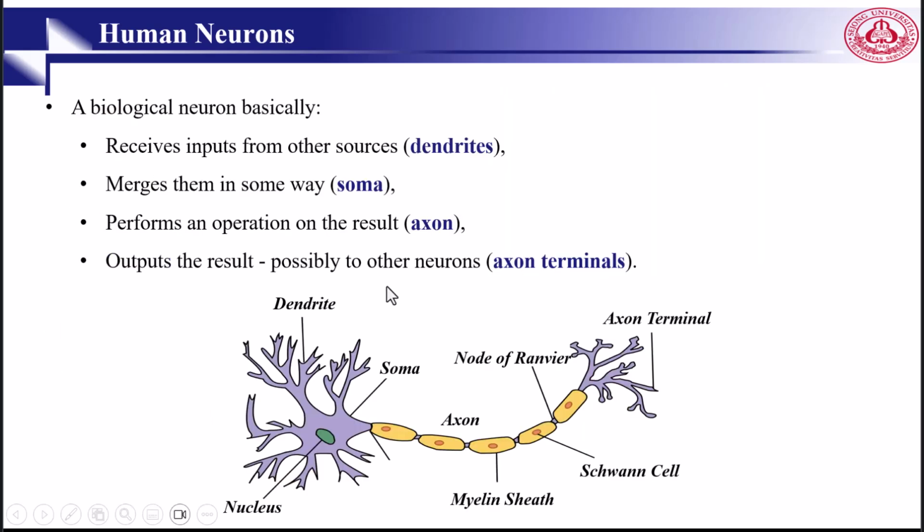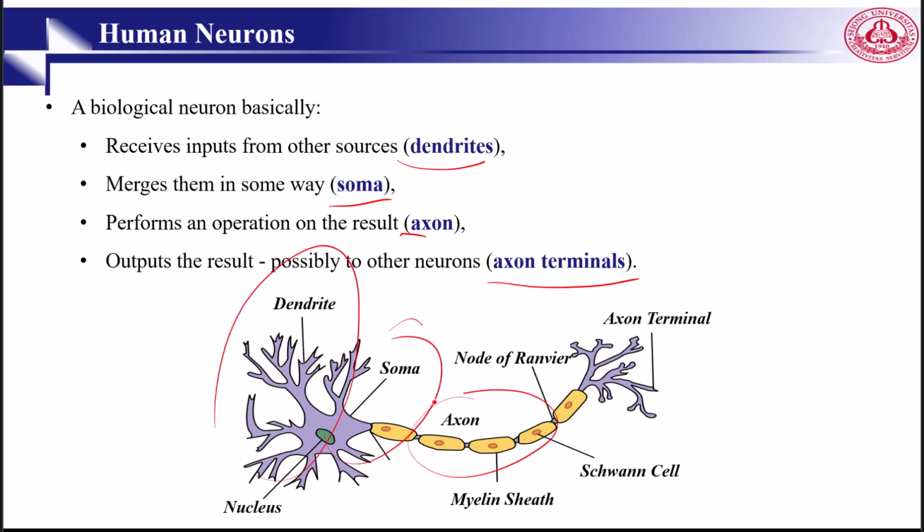Let's zoom in on the biological neuron, which is the basic unit of the brain. A biological neuron fundamentally performs four actions using dendrites, soma, axon, and axon terminal. As you can see here: dendrite, soma, axon, and axon terminal. A biological neuron receives input from other neurons through structures that we call the dendrites. Then a neuron merges and processes this input in the main cell body that is called the soma here.